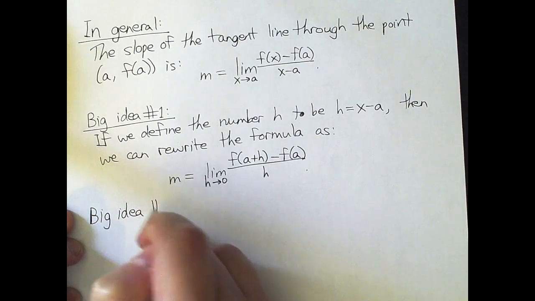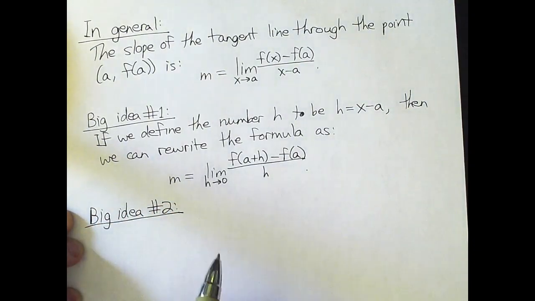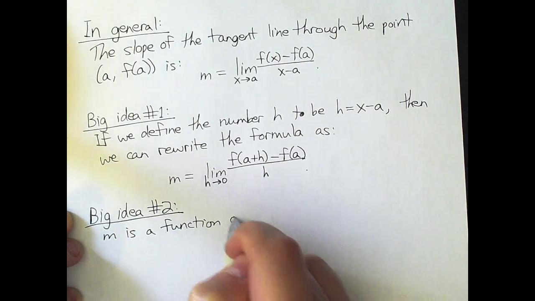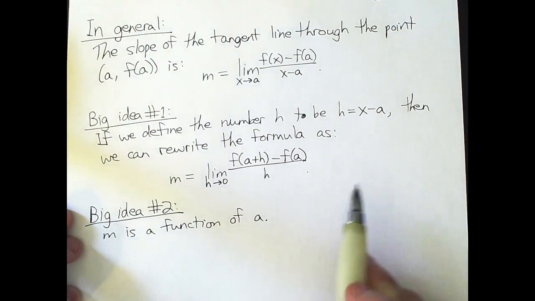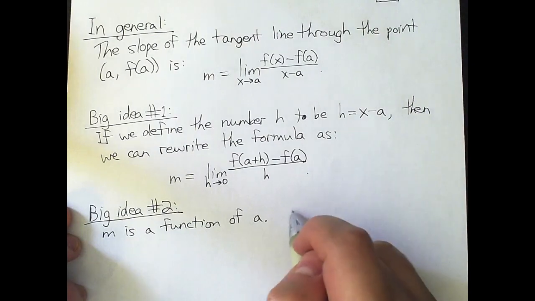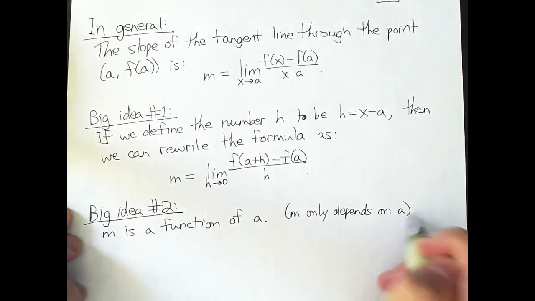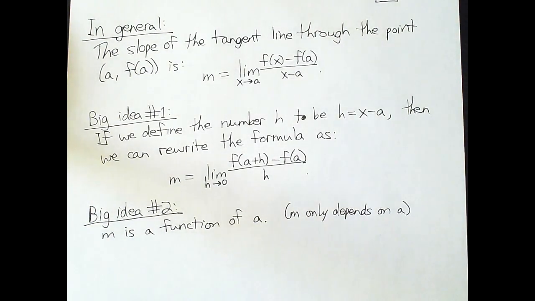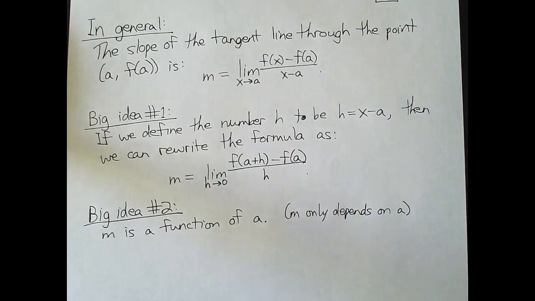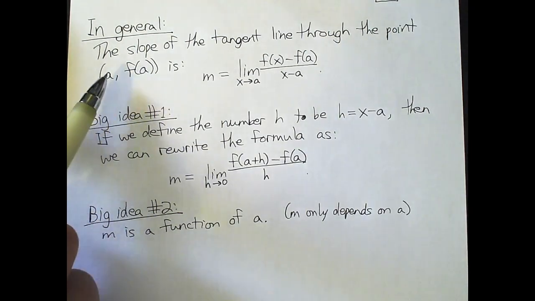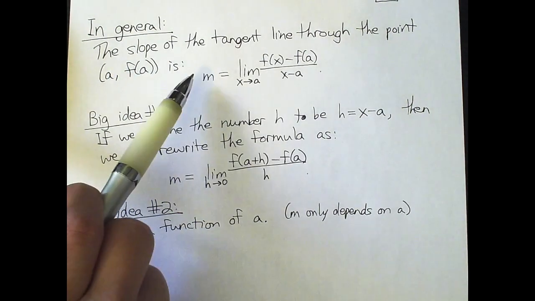Big idea number two. m is a function of a. What I mean by this is that m only depends on a. We've been saying that the slope of the tangent line, which measures how steep the curve is, depends on what part of the curve you look at. Well, what part of the curve are we looking at? We're looking at this point, a comma f of a. And depending on what we put in for a, we might get a different m.